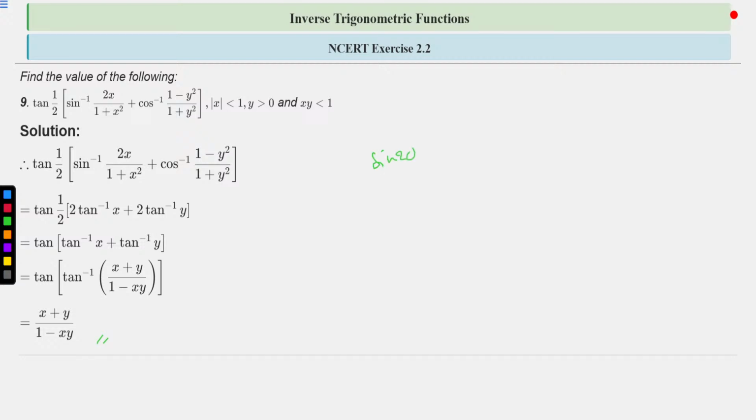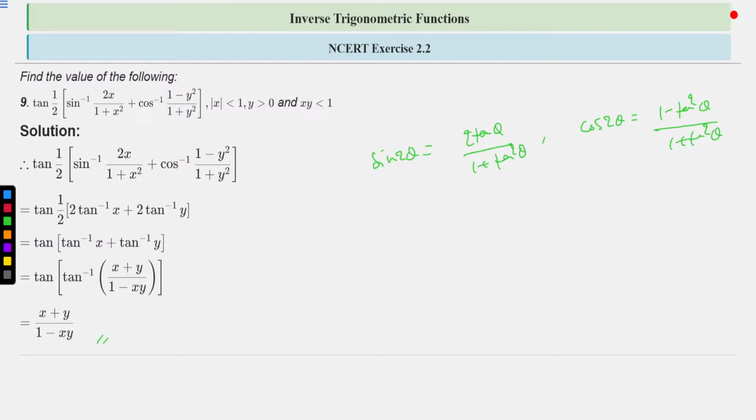Sin 2 theta is basically 2 tan theta upon 1 plus tan square theta, right? And cos 2 theta, in terms of tan theta, is 1 minus tan square theta upon 1 plus tan square theta. This formula you can use. Clear?